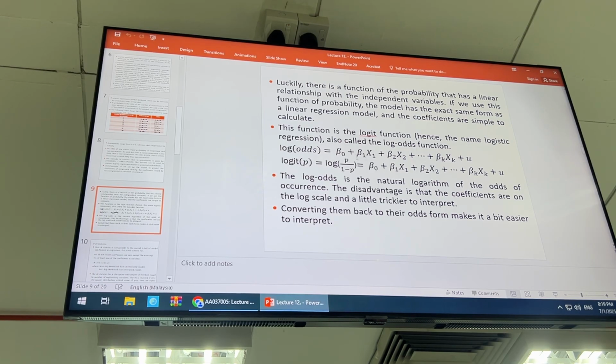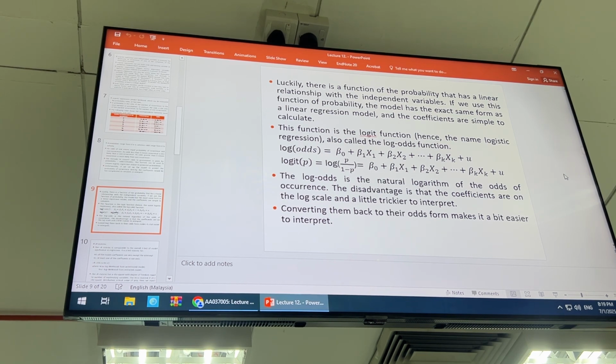Okay, which is given by this term. So our dependent variable is the log odds. Basically, all the regressors we have explain the log odds. It predicts the log odds, the natural log of the odds. This is also called the logit, so we call it logistic or logit regression.